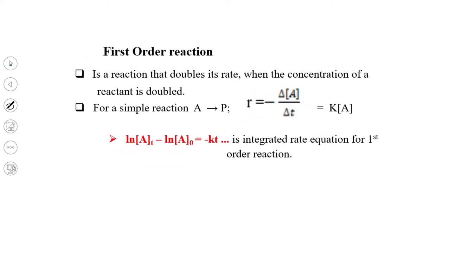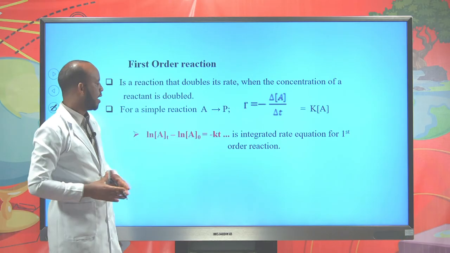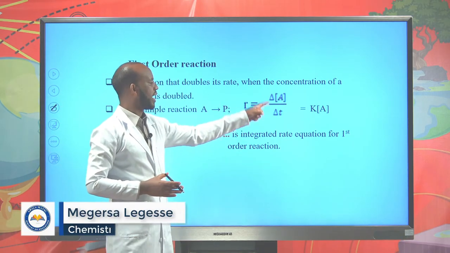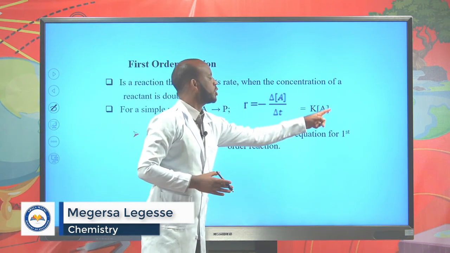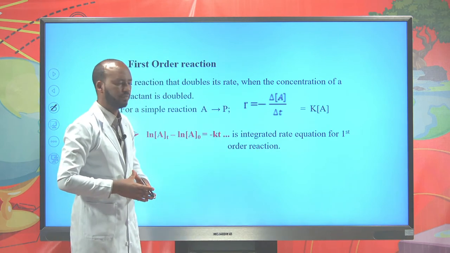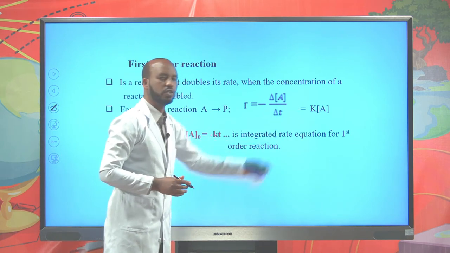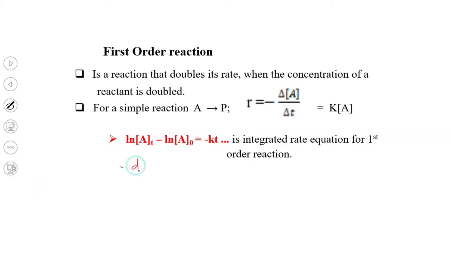A first order reaction is a reaction that doubles its rate when the concentration of a reactant is doubled. For a simple reaction, A to product, rate equal minus change in concentration of A divided by change in time equal K times concentration of A raised to 1. Using calculus, we can write this as minus d[M]/dt equal K times concentration of M to the power 1.